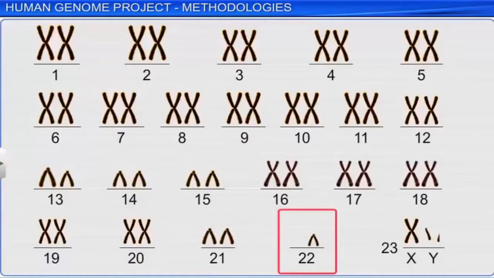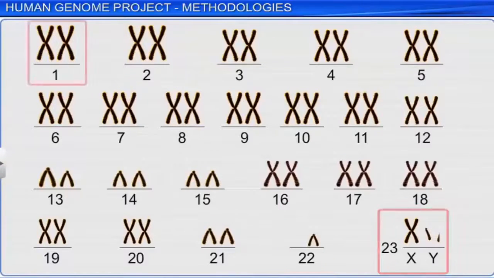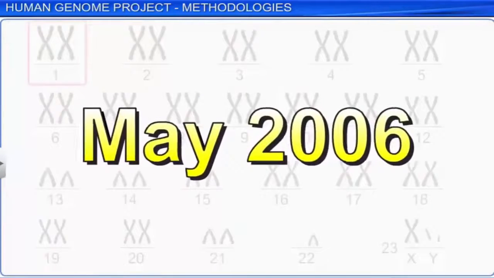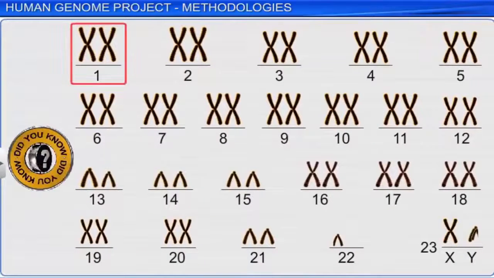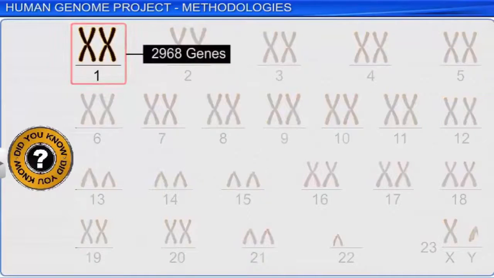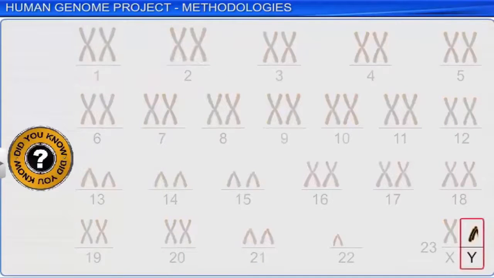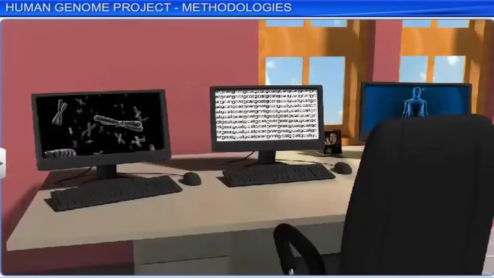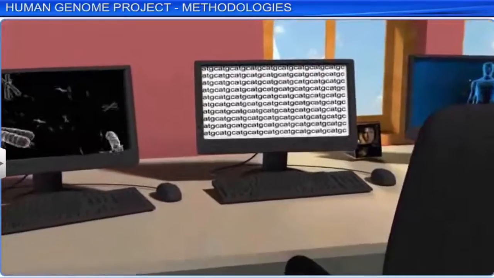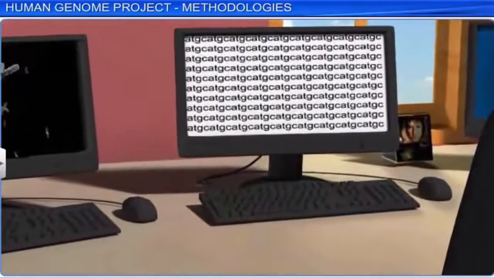Out of the 22 autosomes and 2 allosomes X and Y, chromosome 1 was the last that has been sequenced in May 2006. Did you know that chromosome 1 has the most number of genes? That is 2,968, whereas chromosome Y has the least number of genes, only 231. These challenging tasks would not have been possible if advanced genetic engineering methodologies had not been put forth by the HGP, consequently paving the way for useful biological research.